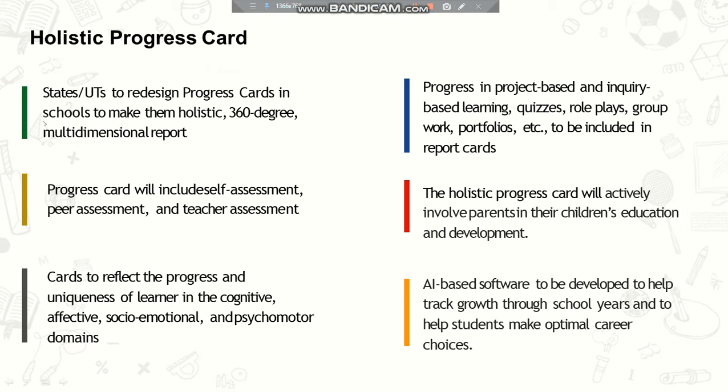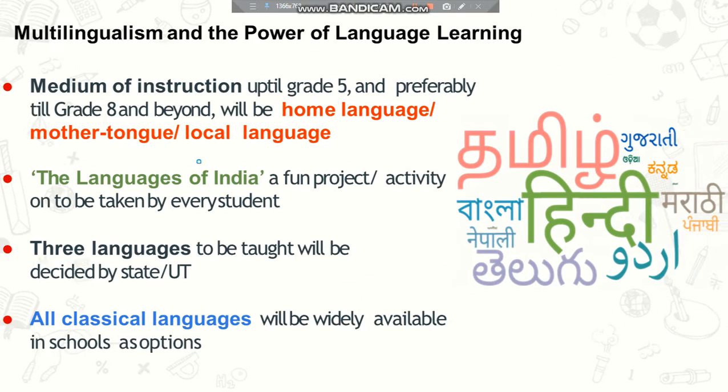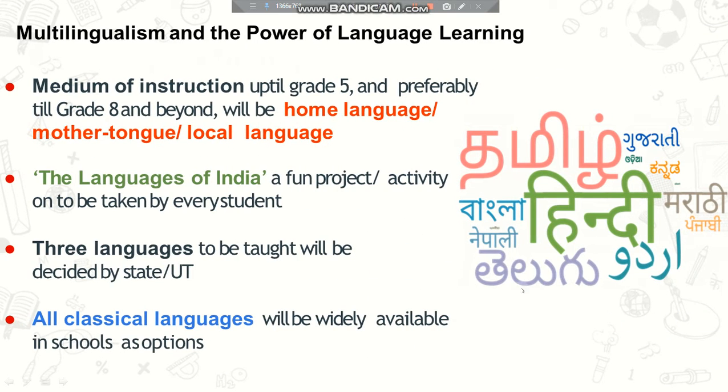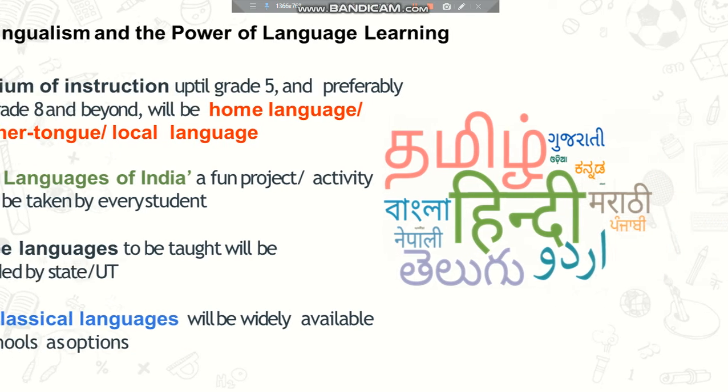Holistic progress card, 360 degree multidimensional reports are important. Teacher assessments, progress, and AI-based software development are important. Project-based and inquiry-based learning, quizzes, role plays, group work, portfolios, etc. Report cards, multilingualism, and the power of language learning here. Telugu is there, Kannada is there, here Tamil, Malayalam, Gujarati, Nepali, the languages of India. Three languages should be taught, as decided by the state. Okay. All classical languages are important.